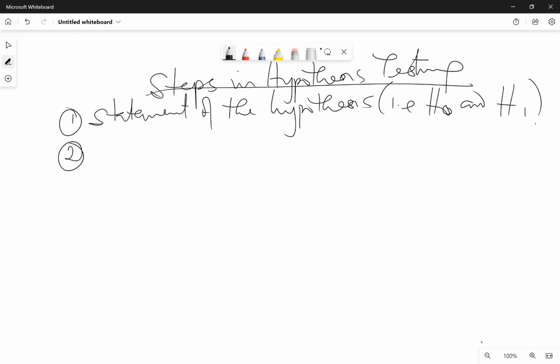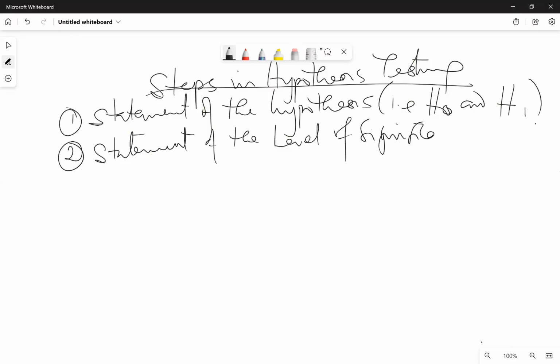Step two, statement of the level of significance. You want to know what is your level of risk. That is alpha. All right? What is your alpha?